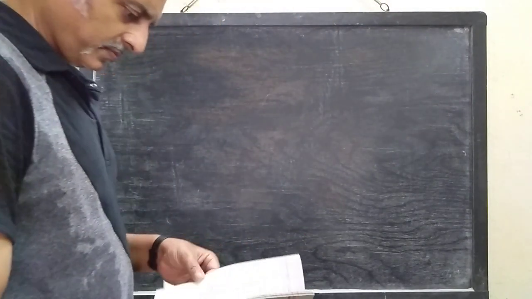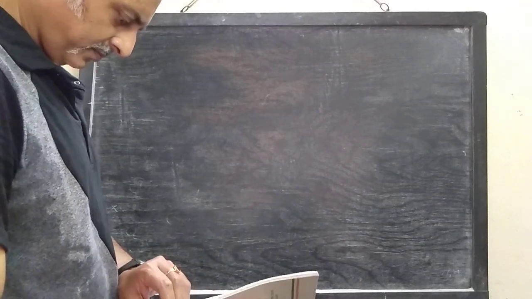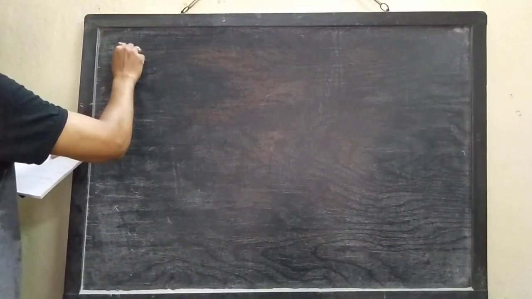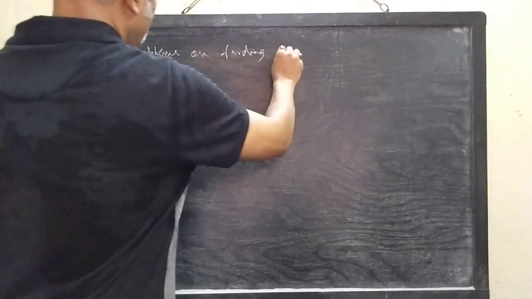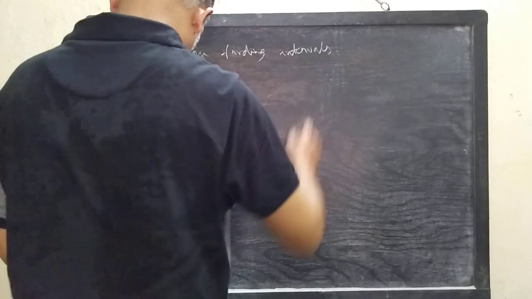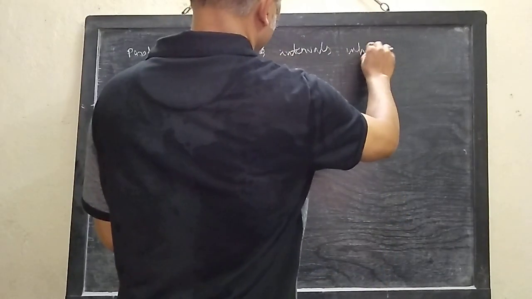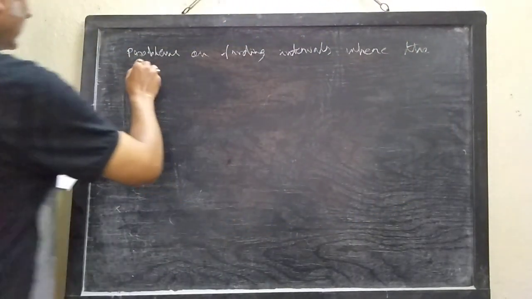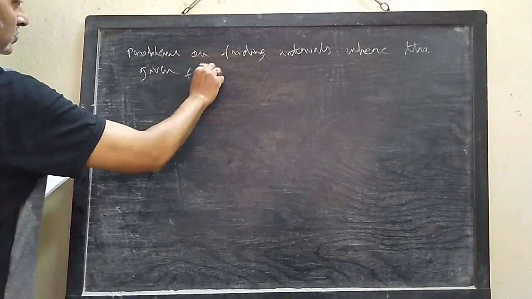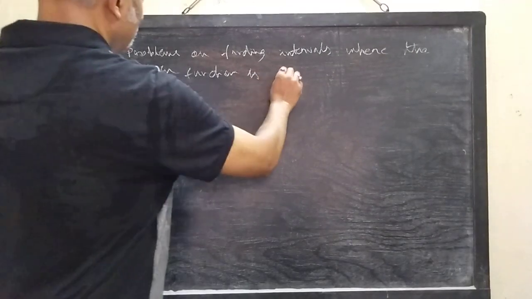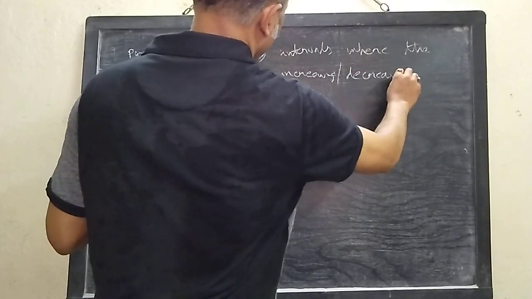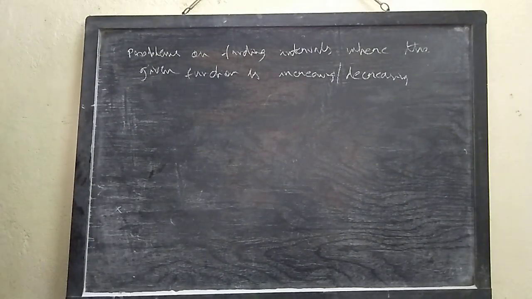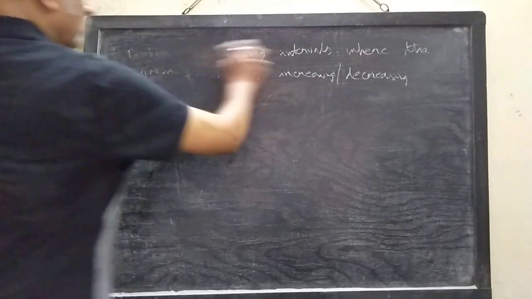Now, type 1 problems, where problems on finding intervals where the given function is increasing or decreasing, or strictly increasing, strictly decreasing. This is our heading.